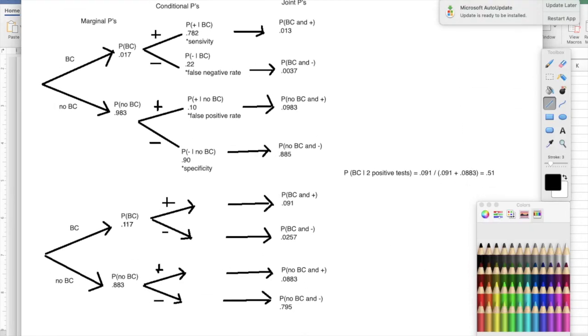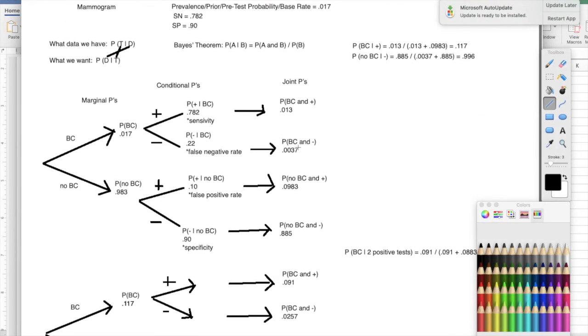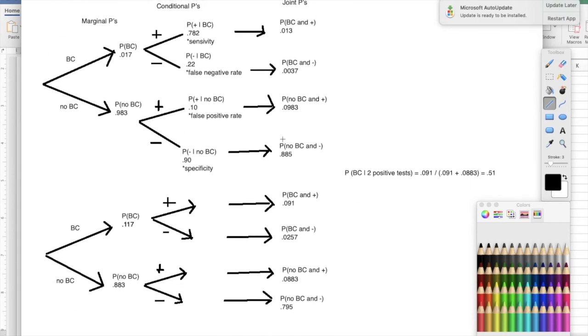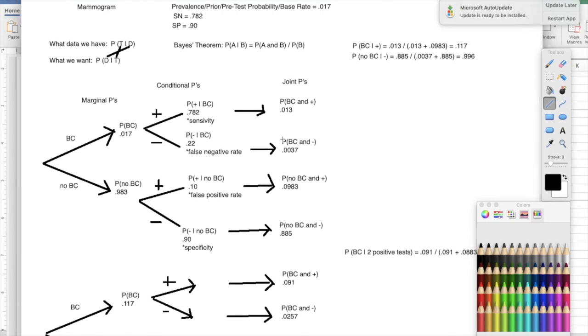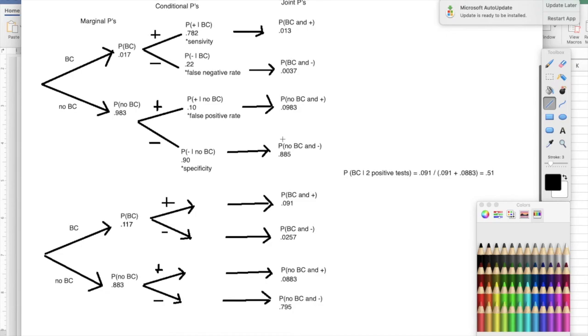So I just showed you how to do it by hand. It's good practice to do this. I would say it's fun, but that's kind of weird. But this is called a tree diagram, and it just helps you kind of ingrain what's happening.